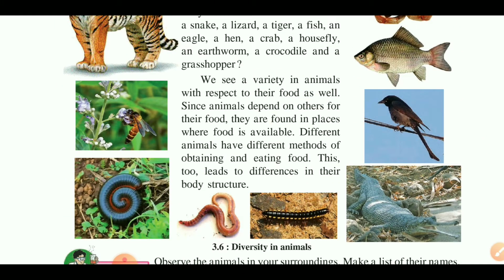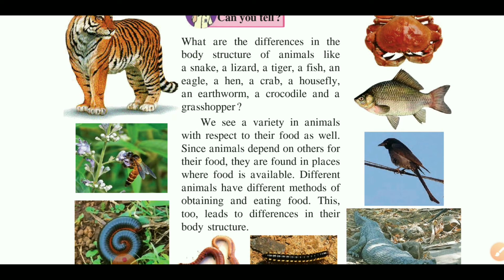We see a variety of animals with respect to their food, since animals depend on others for their food. Now some animals eat their food from plants, and some animals depend on other animals. These are the two different types of food intake by animals.